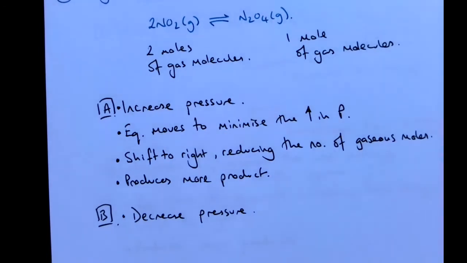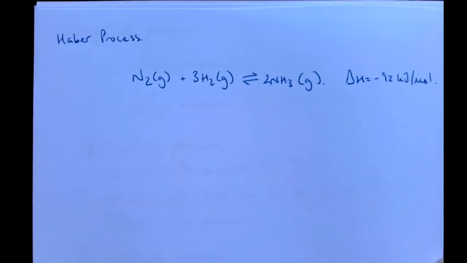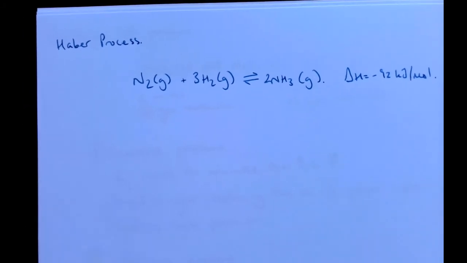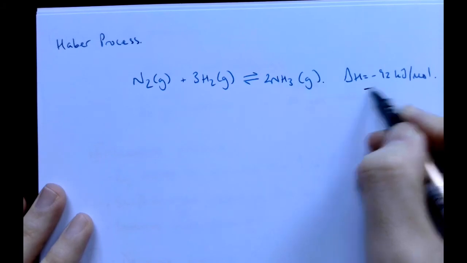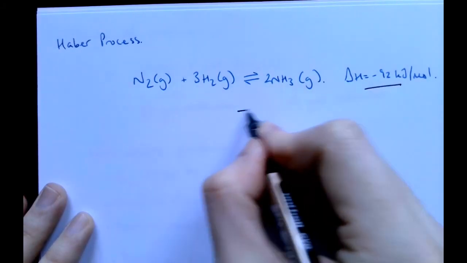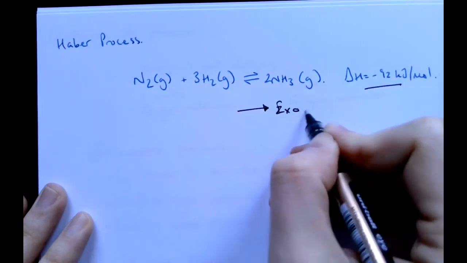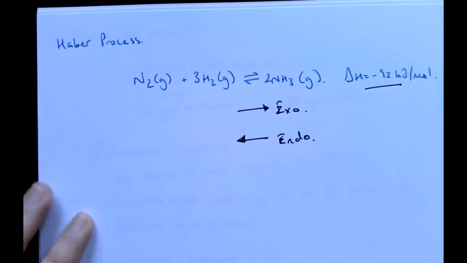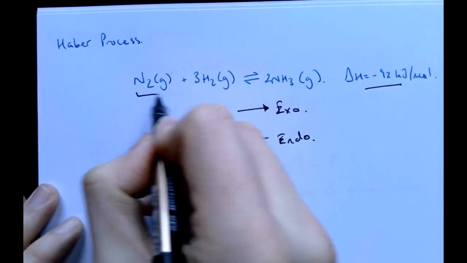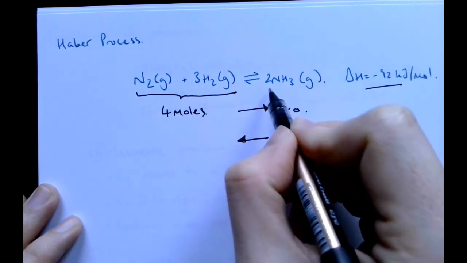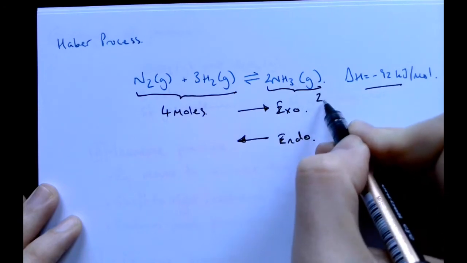The last thing we're going to talk about just for a couple of minutes is the Haber process, which combines the effect of temperature and the effect of pressure. So we can see over here that we have got a negative enthalpy change, which means our forward reaction is exothermic, our backward reaction is endothermic, and also on this side of the equation we've got 4 moles, and on this side of the equation we've got 2 moles.